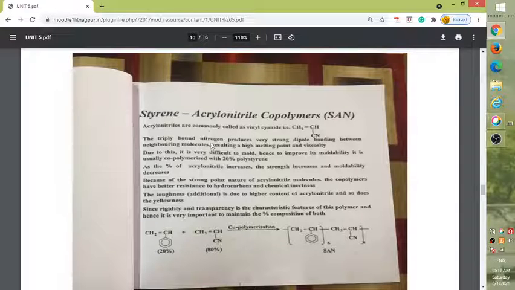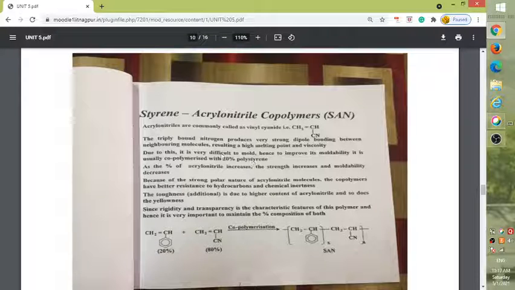So this is a triply bonded nitrogen, CN, C triple bond N, and produces very strong dipole between neighboring molecules, resulting in high melting point and viscosity. Due to this, it is very difficult to mold. Hence, to improve its moldability, it is usually copolymerized with 20% polystyrene.